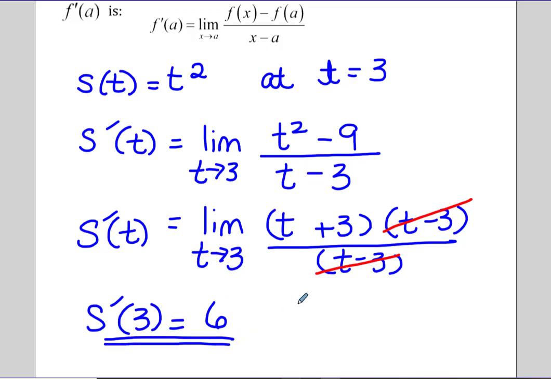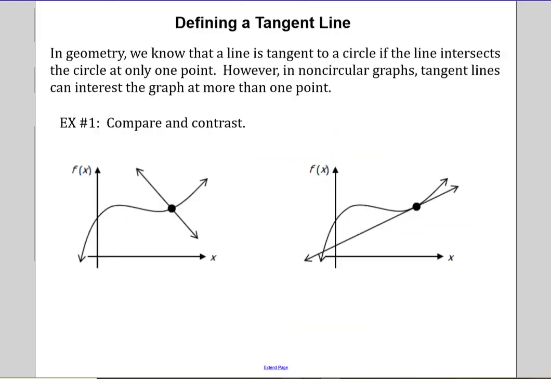That tells us the instantaneous rate of change, or the derivative, is 6 units per time. So that could be miles per hour, meters per second, or feet per minute, or whatever the units are in your particular word problem. Now let's look back at defining a tangent line.